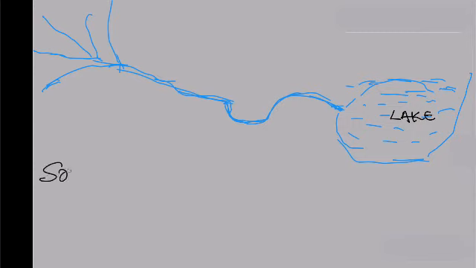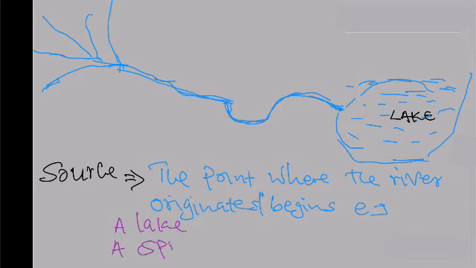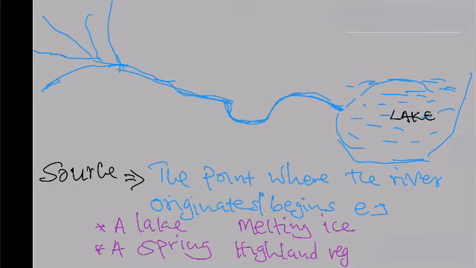To start with, the source. This is the point from which the river originates, or where the river starts or begins. So rivers can begin from a lake, a spring, of course a spring that is underground water that oozes onto the surface, melting water from ice, maybe from the top of high mountains, or from a highland region which receives high rainfall.